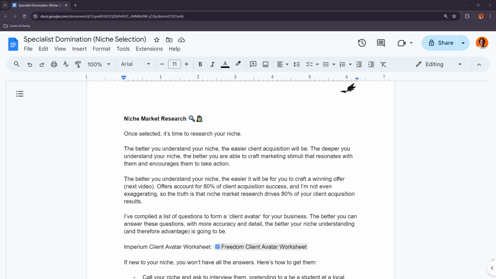And offers, trust me, I'm not even exaggerating, offers account for 80% of client acquisition success. So the truth is, the niche market research drives 80% of your client acquisition results in some way, right? And I have compiled a list of questions to form a client avatar for your business. The better you can answer these questions with more accuracy and detail, the better your niche understanding is going to be, right?